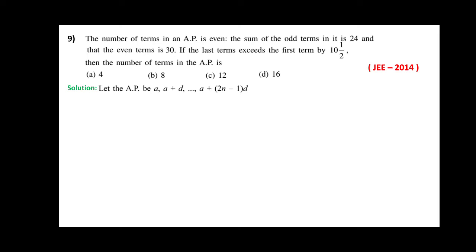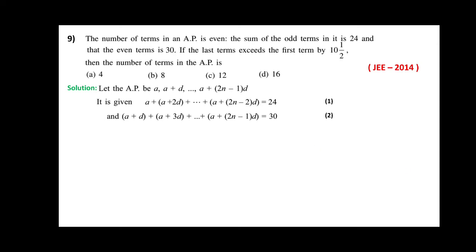Now let us consider the sum of odd terms in it is 24. So the sum of odd terms, that is A plus 2D plus so on plus A plus 2n minus 2 whole into D, which is equal to 24. So these are the odd terms in this given AP. And similarly the sum of even terms is 30. Therefore here we have A plus D plus A plus 3D plus so on plus A plus 2n minus 1 into D is equal to 30. So consider this equation number 2 and the first one equation number 1.